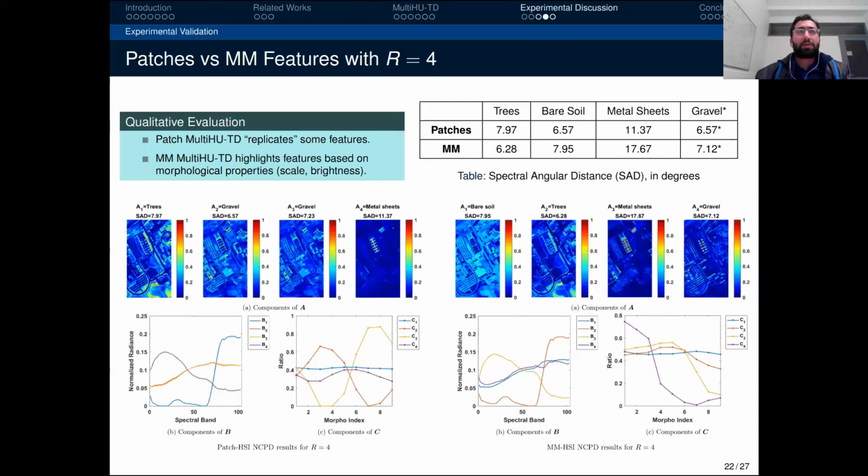So this is why patch replicates the components, while morphology does not replicate them as long as the rank is still within that of the CPD. These are just how close the spectral components are to the ground truth. But there isn't much difference when the rank is very small.